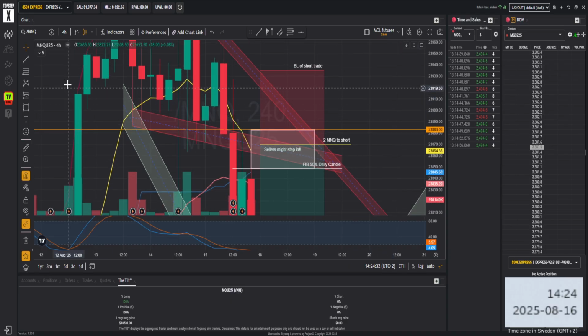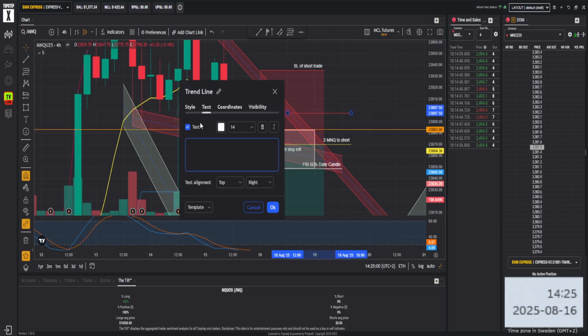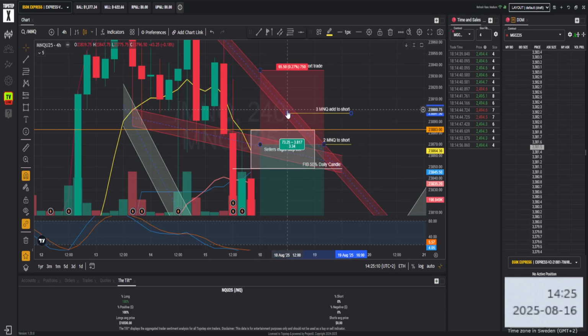Great. If price comes up into this red zone, about, I would say, well, this is between when the UK will open and not close, so maybe we have a confluence around here. I'm going to mark this yellow, and we're going to do a 3 MNQ add to shorts. Do this yellow. And our average will then be somewhere around here.